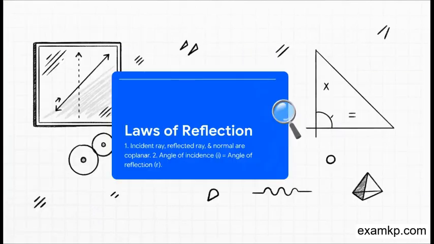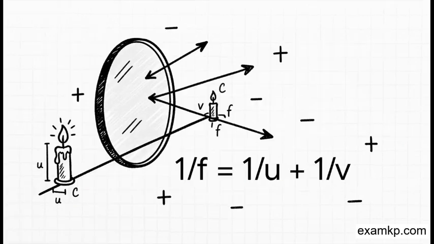Next up, reflection. When light hits a shiny surface like a mirror, it follows 2 very simple laws. The first one just says that the incoming ray, the outgoing ray, and the normal, that's just an imaginary line we draw at 90 degrees to the surface, all lie on the same flat surface. But the second law, this is the golden rule you'll use for your calculations. The angle of incidence, I, is always equal to the angle of reflection, R. Remember that. I equals R.